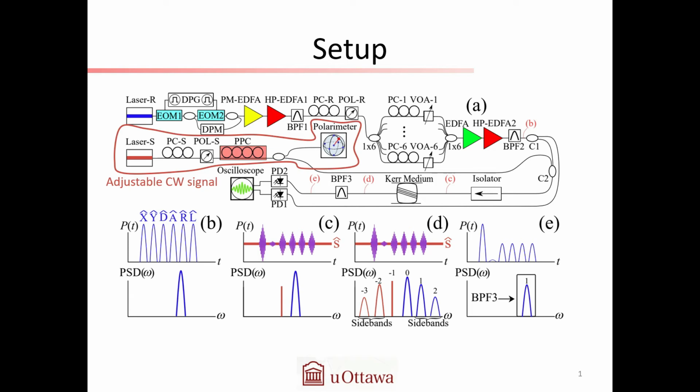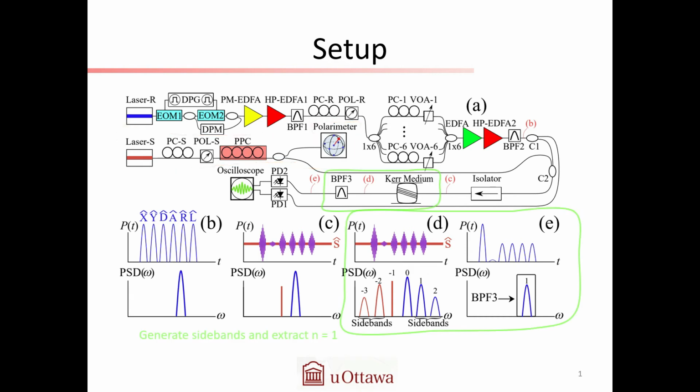In the second segment, a continuous wave signal laser is sent through a programmable polarization controller and merged with the reference pulses. A part of the signal light is sampled using a conventional polarimeter for future comparison. In the third segment, the merged signal and reference pulses are launched into a highly nonlinear fiber, where sidebands are generated. Subsequently, the first order sideband is extracted and detected. The relative powers of the 6 pulses coming out are determined, and the SOP of the signal laser is calculated.